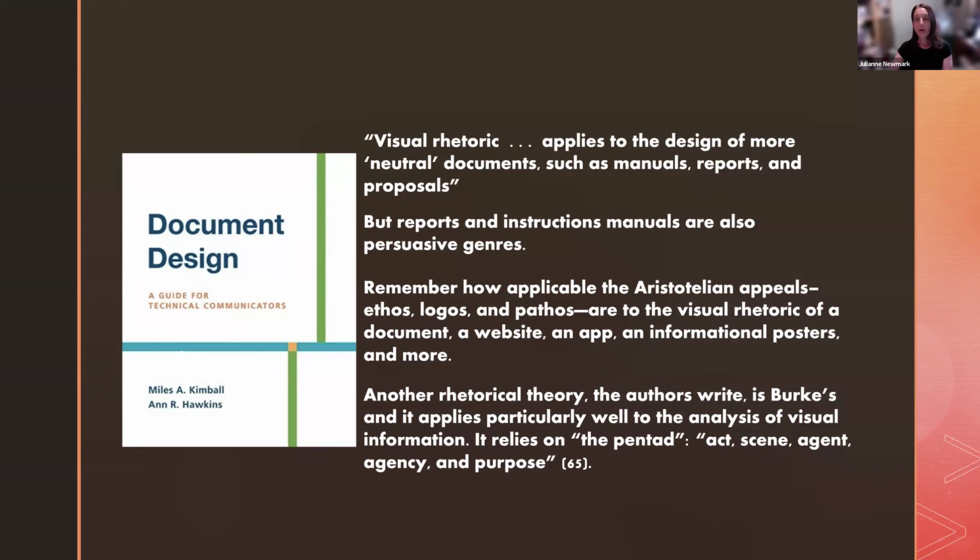So remember how applicable Aristotelian appeals, ethos, logos, and pathos, are to visual rhetoric of a document, a website, an app, an informational poster, and more.